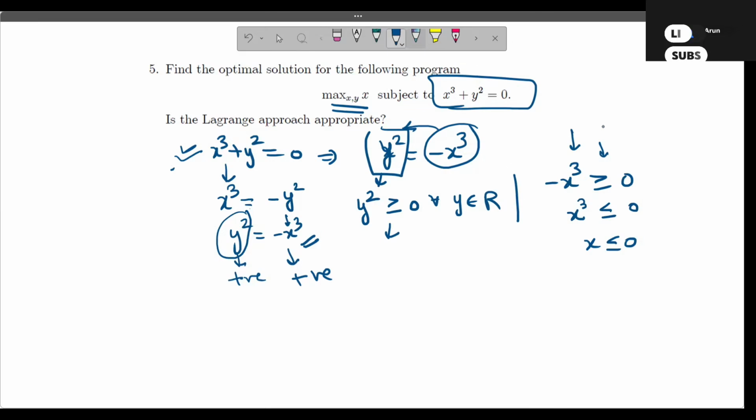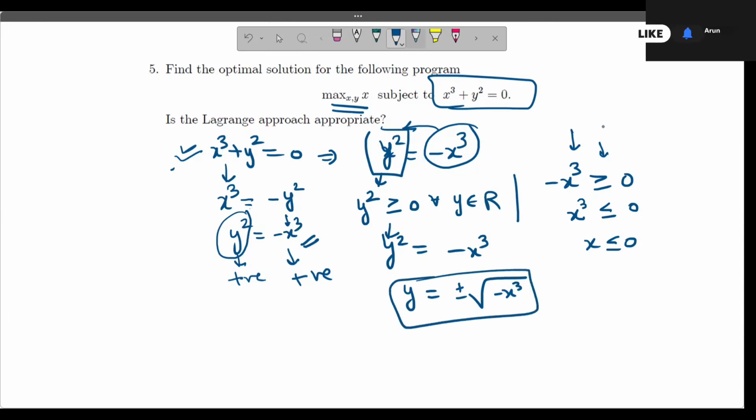Now if you express this in terms of y, you will see that y square is minus x cube. And y can be plus or minus this x cube, it's just the exaggeration of the question. This can be possible only in that case when x is 0 and y is 0. No other case. Think of it.